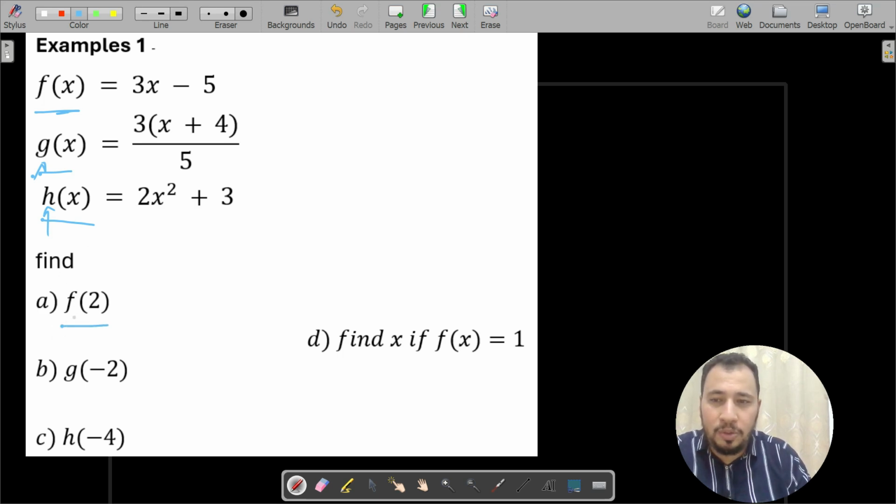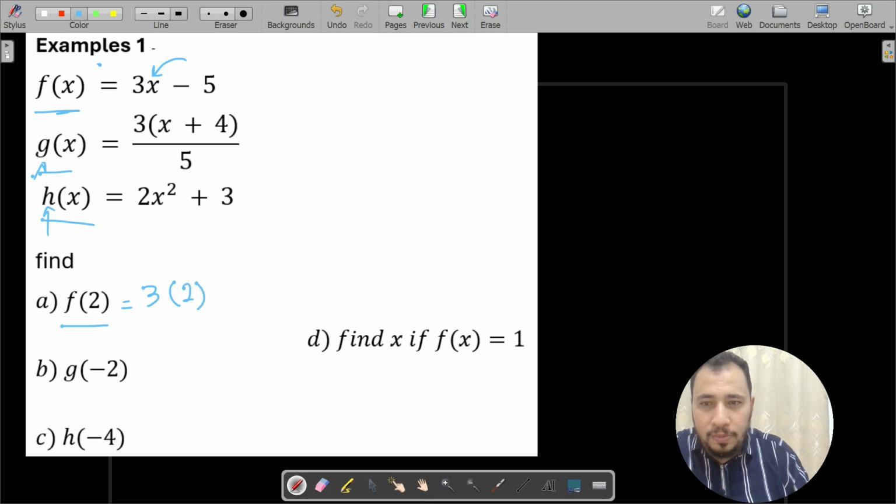Right now, let's take a look at the first question. Find f of 2. F of 2 means you will have to go to function f over here and substitute x with 2. In other words, it's going to be 3 times 2 minus 5. So 3 multiplied by 2 is 6, minus 5 equals 1. So your answer here is 1.